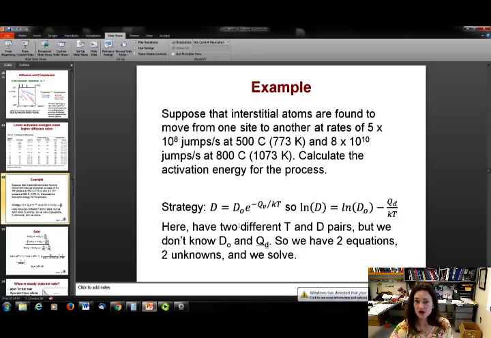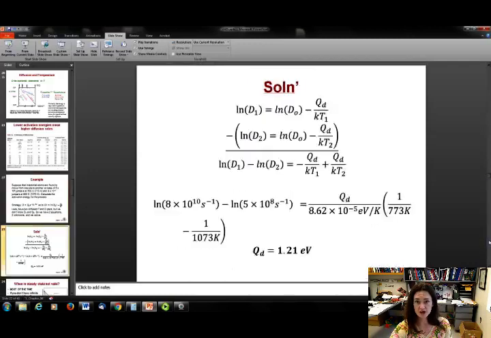What it gives us here are two different temperature and diffusion coefficient pairs, but it doesn't tell us what the material is, so we don't know if it's carbon in iron or what. We have no idea. So what we have is basically two equations and two unknowns. Since we have two equations and two unknowns, we can solve. So let me show you how that goes.